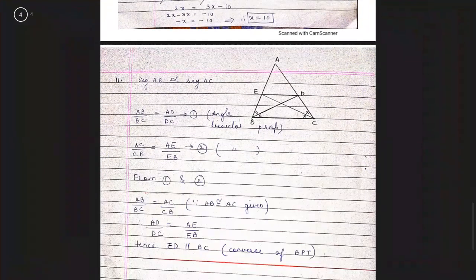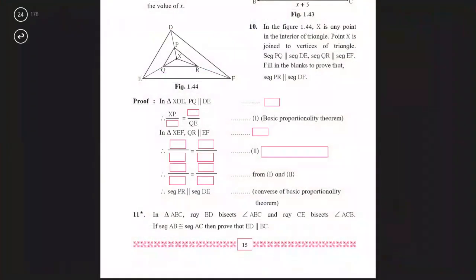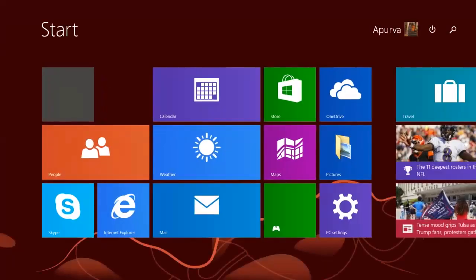Question number 11. See, I have drawn triangle ABC. They have told you that BD is the angle bisector of angle ABC. Similarly, CE is the angle bisector of angle ACB. Okay. So we have drawn the angle bisectors also. You are also given that segment AB is congruent to AC. What must we prove? We have to prove that ED is parallel to BC, right? Isn't that what we have to prove? Yeah, you have to prove ED parallel to BC.